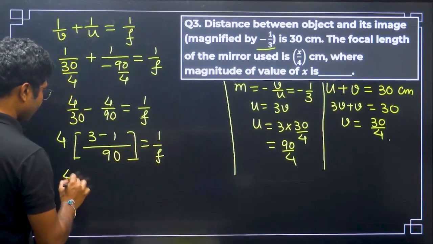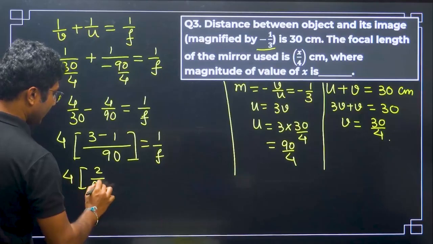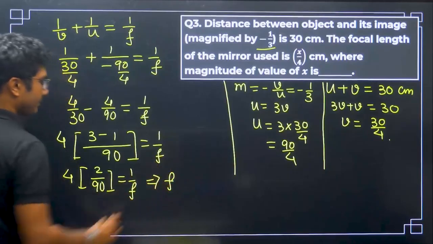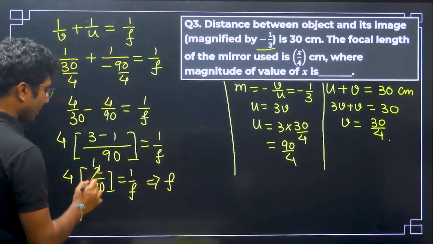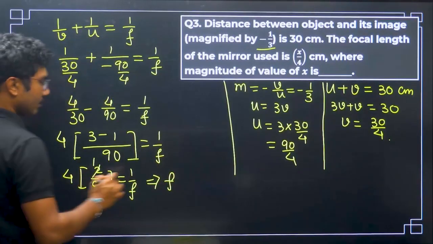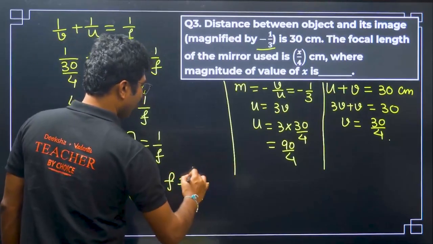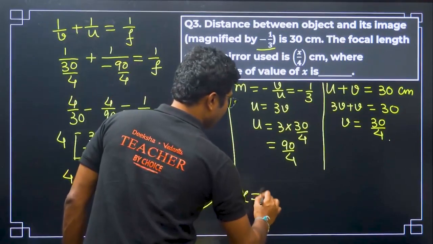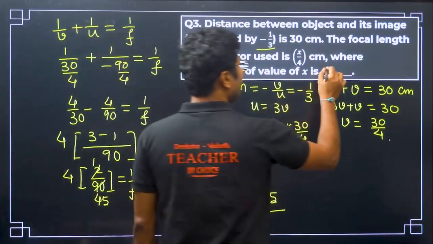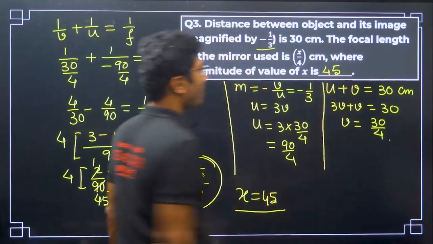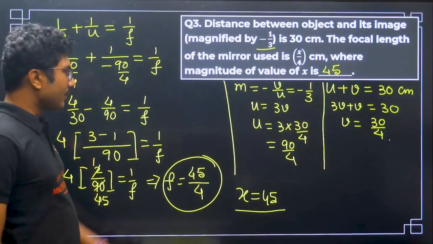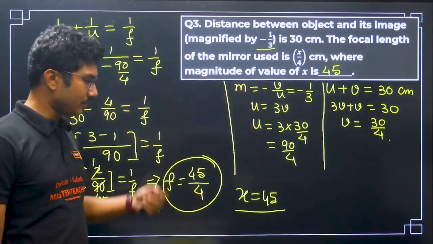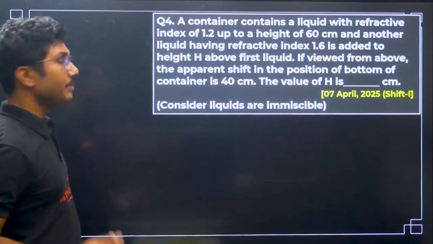So you get this as 4 into 2 by 90 equals 1 by f. Now remember you have to find f, so take the reciprocal. You cancel this, you get 1 by 45. This was in the numerator, so it will be in the denominator now, and 45 will be up. So the value of x is 45. So x is 45, right? Not super difficult. If you follow the step by step method, you can solve. And this type of question is very common in JEE, as you can see. This type of question comes repeatedly year after year.